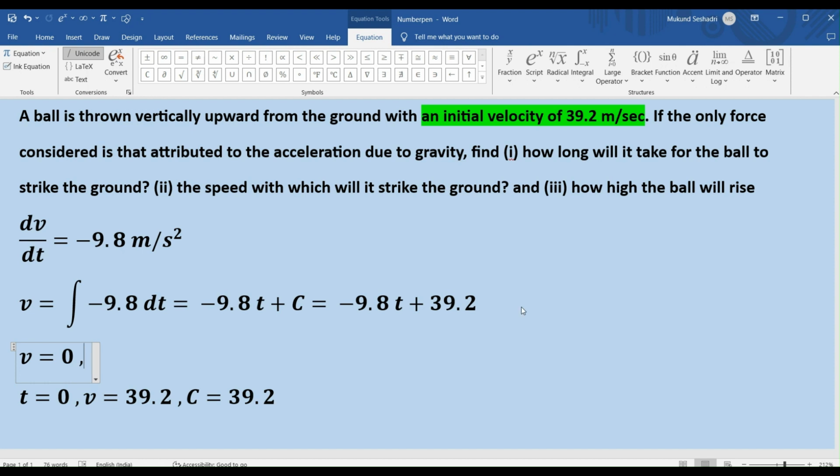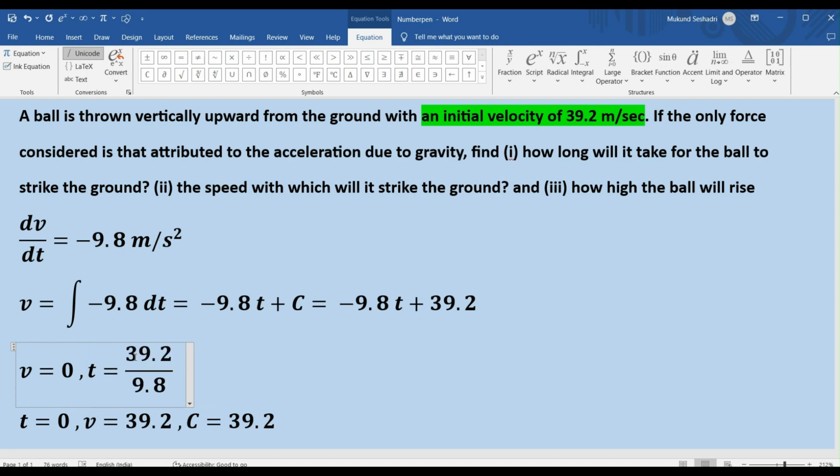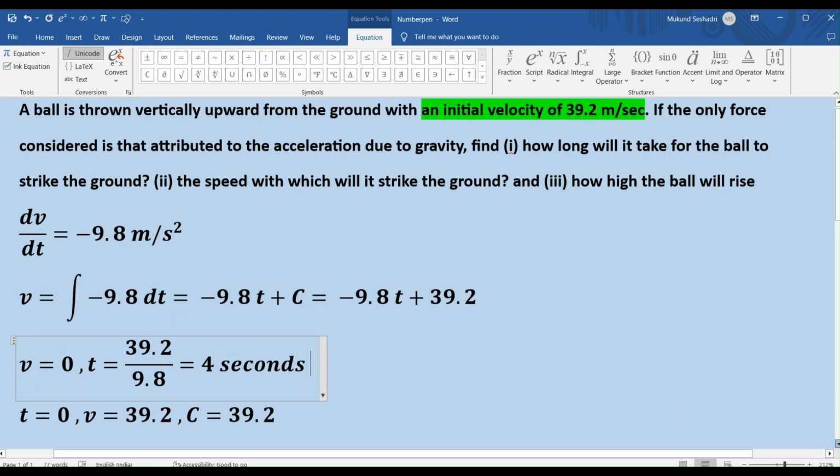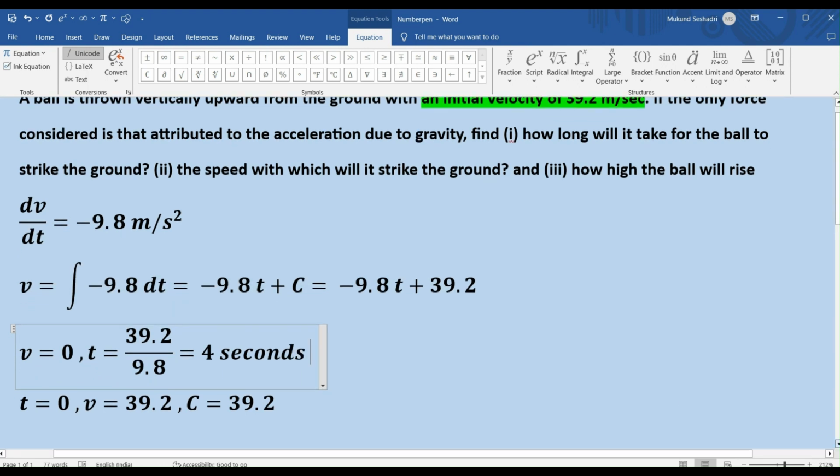So when v equals 0, my t becomes equal to 39.2 divided by 9.8, which is nothing but 4 seconds, right? So at the end of 4 seconds, I know that my ball changes direction. The ball takes 4 seconds to reach a certain height and then falls back through the same height, right?